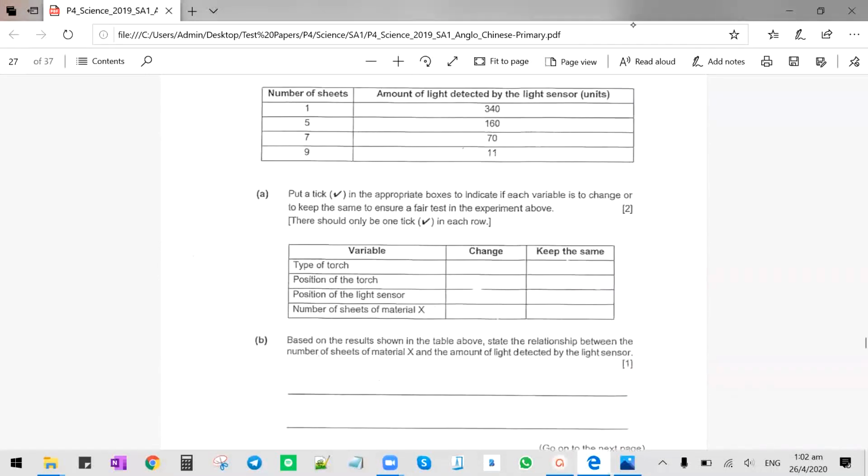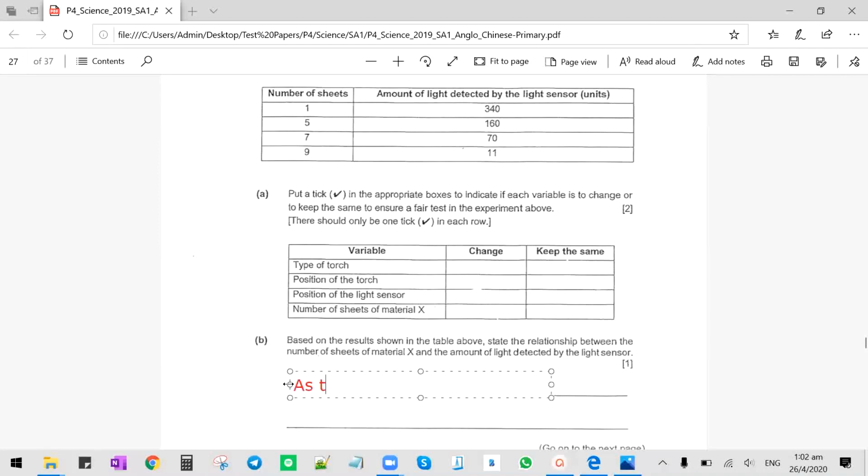Based on the results shown in the table above, state the relationship between the number of sheets of material X and the amount of light detected by the light sensor. Relationship. So, as you can see, for a relationship question, you must say as something something increases or decreases, comma, something something increases or decreases, okay?